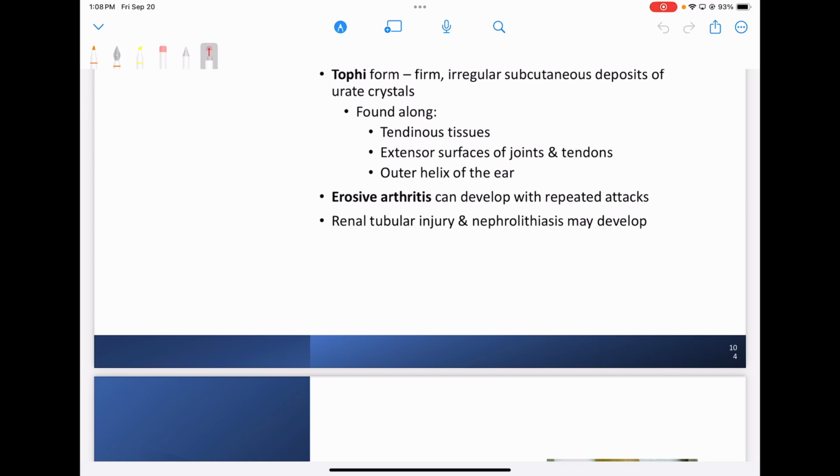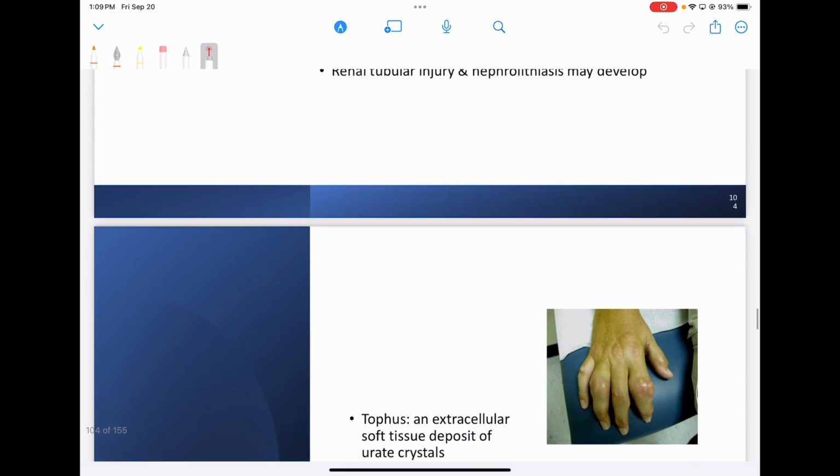They may also get some renal tubular injury. Nephrolithiasis may develop. So renal tubular injury, what type of renal failure is that? Pre, intra, or post? Intra. Okay, we're dealing with the kidney tissue itself. It's intrarenal failure. And nephrolithiasis is just your kidney stones.